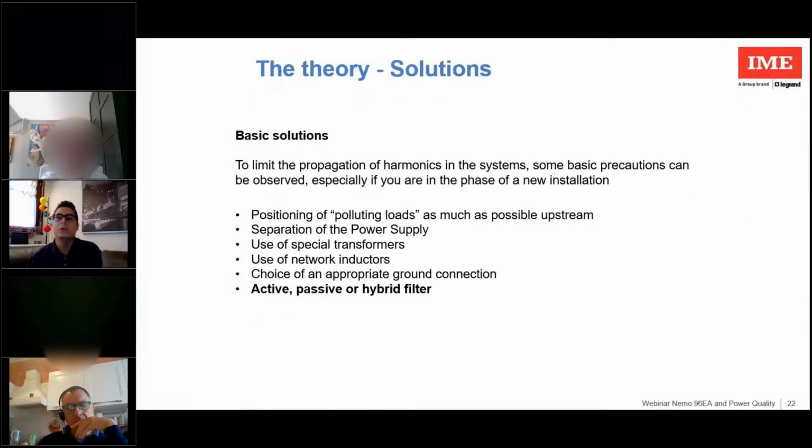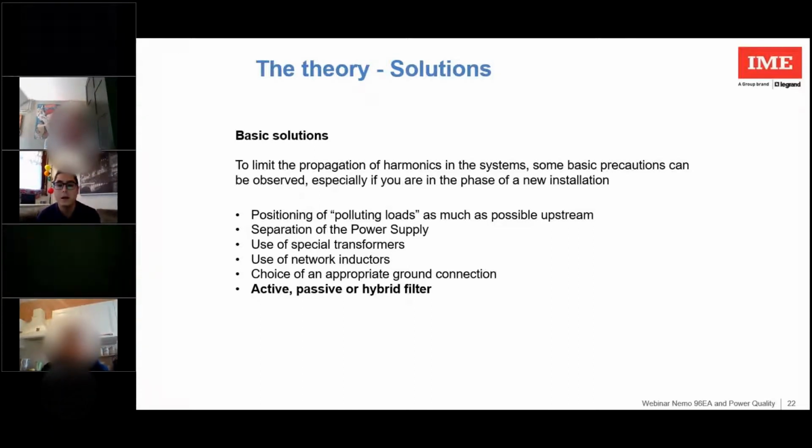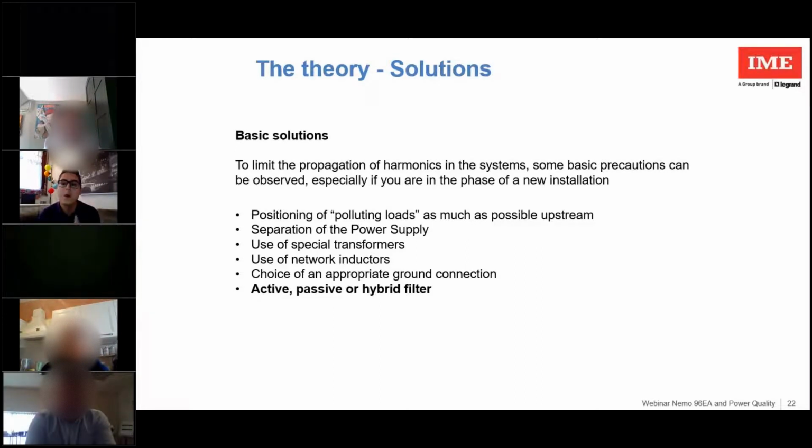So, how should we behave in the most serious cases? Well, there are methods to limit the propagation of the harmonic content in the line, especially in case of a new installation. One of these is to position the load that could generate this pollution as close as possible to the energy source. It is certainly more economical to separate the power supply or to insert a special transformer or inductor into the line, capable of power factor correction to the network.